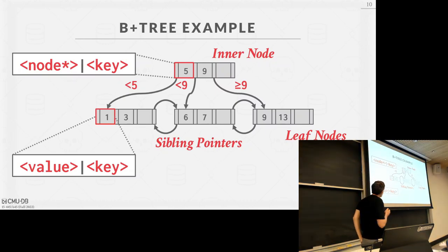The question is, if I have a value for 5, where would it go in this case? It would go here, because this is everything less than 5. If I actually had the key 5, it would go here.